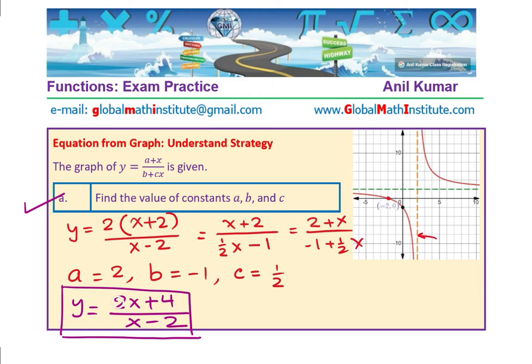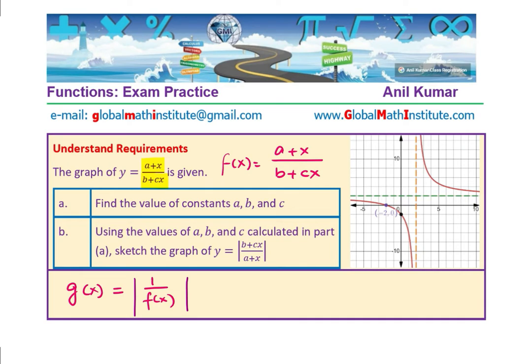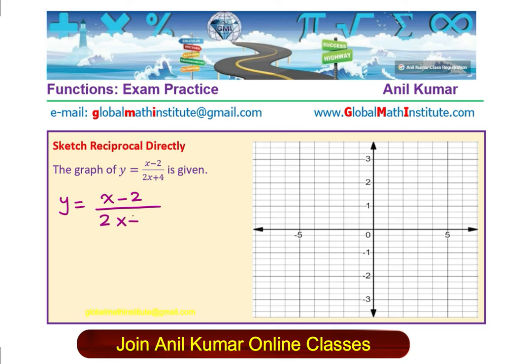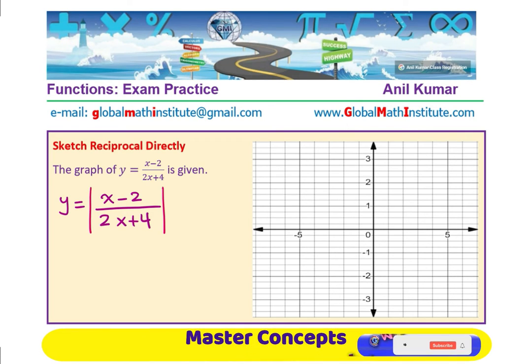So we have 2x plus 4 and x minus 2. The question was, using the values of a, b, c, d calculated in part A, sketch the graph of b plus cx over a plus cx. Means reciprocal, right? So let's try to graph the reciprocal, which is y equals x minus 2 over 2x plus 4. Makes sense? We actually want the absolute value of this. But first, we will graph the rational function and then the absolute value, correct?